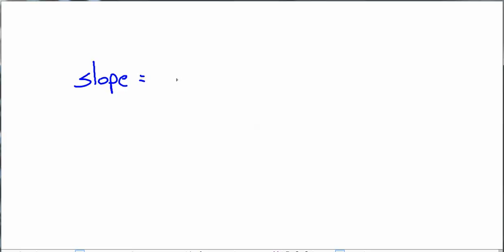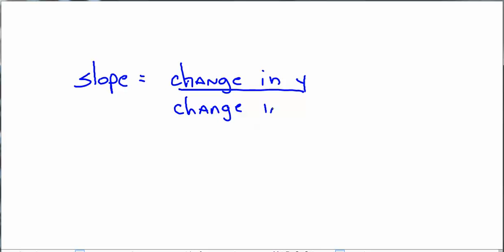Okay, so slope is also change in y divided by change in x. Okay, your change in y divided by your change in x. It's also referred to as rise over run. Okay, rise over run.